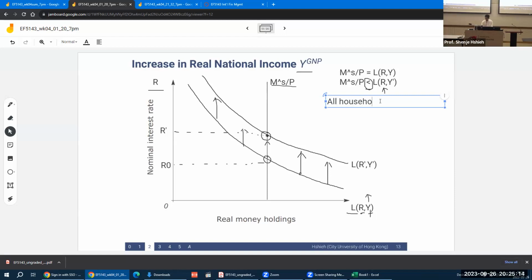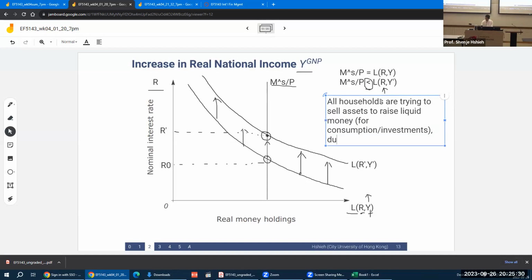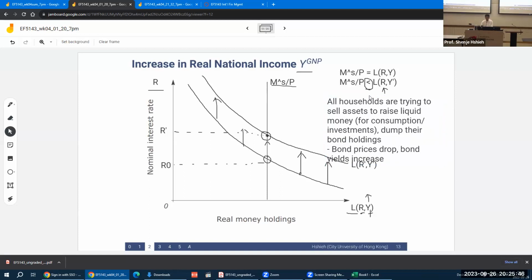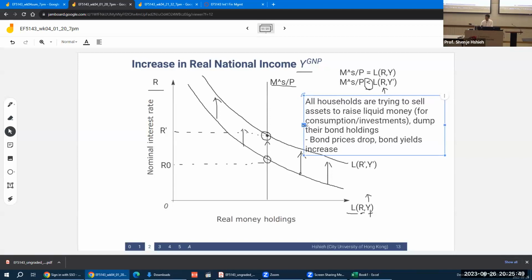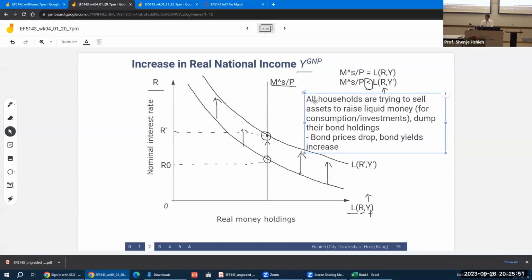All households are trying to sell assets to raise liquid money for consumption or investments or whatever. And they will dump their bond holdings, and therefore bond prices drop and bond yields increase. Right, that's the mechanism as we know from the previous slide. Negative relationship between bond yields and bond prices.